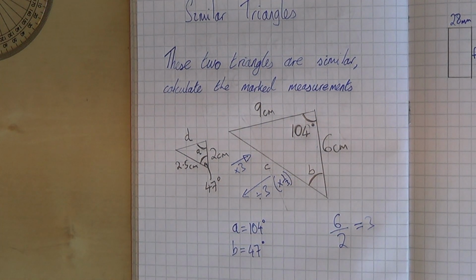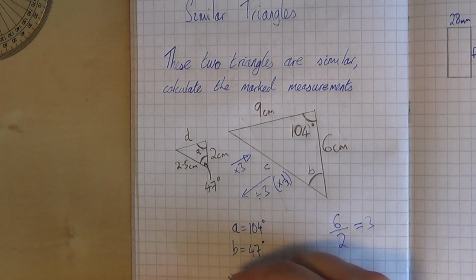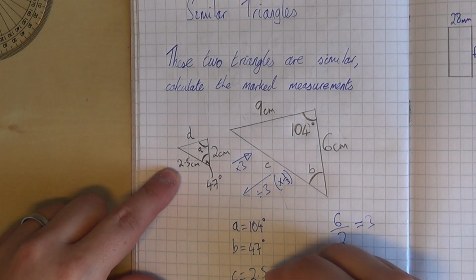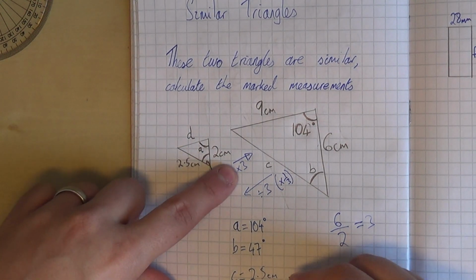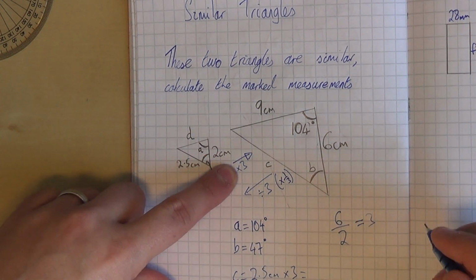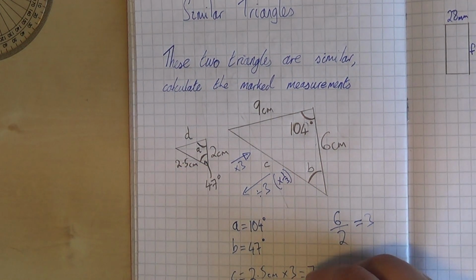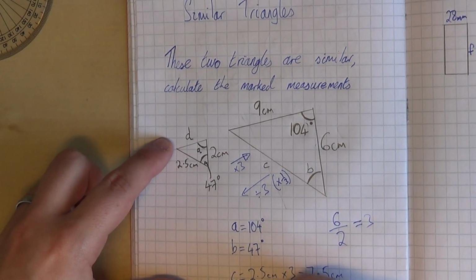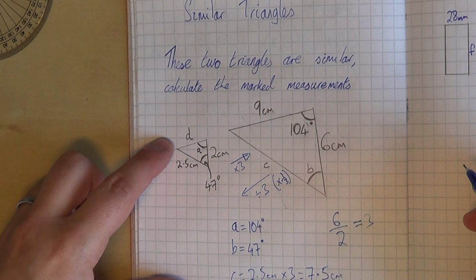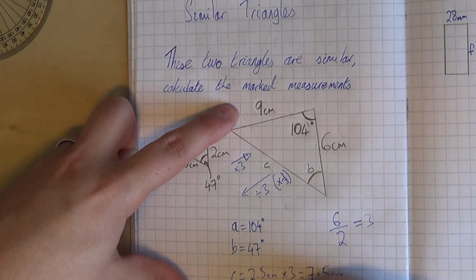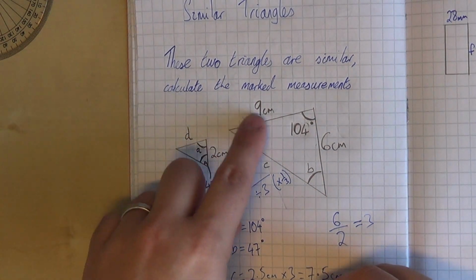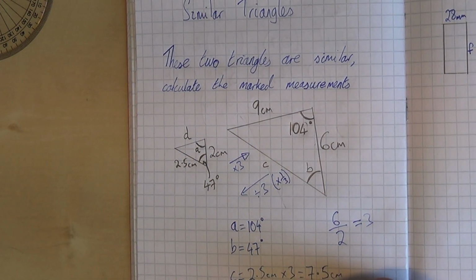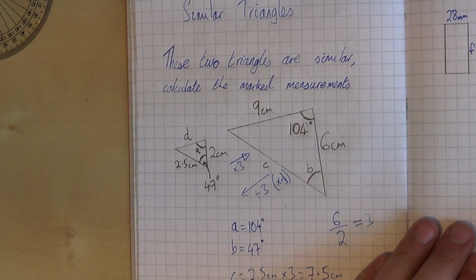So to work out length C, we're going to have this 2.5 centimetres that we were given. Use the scale factor, which is 3, to get an answer. 3 times 2.5 is 7.5 centimetres. And then this length D, well, we had 9 centimetres. We're going to use the 3, but this time we're coming back the other way, so it's not multiplying, it's dividing, which gets us 3 centimetres.